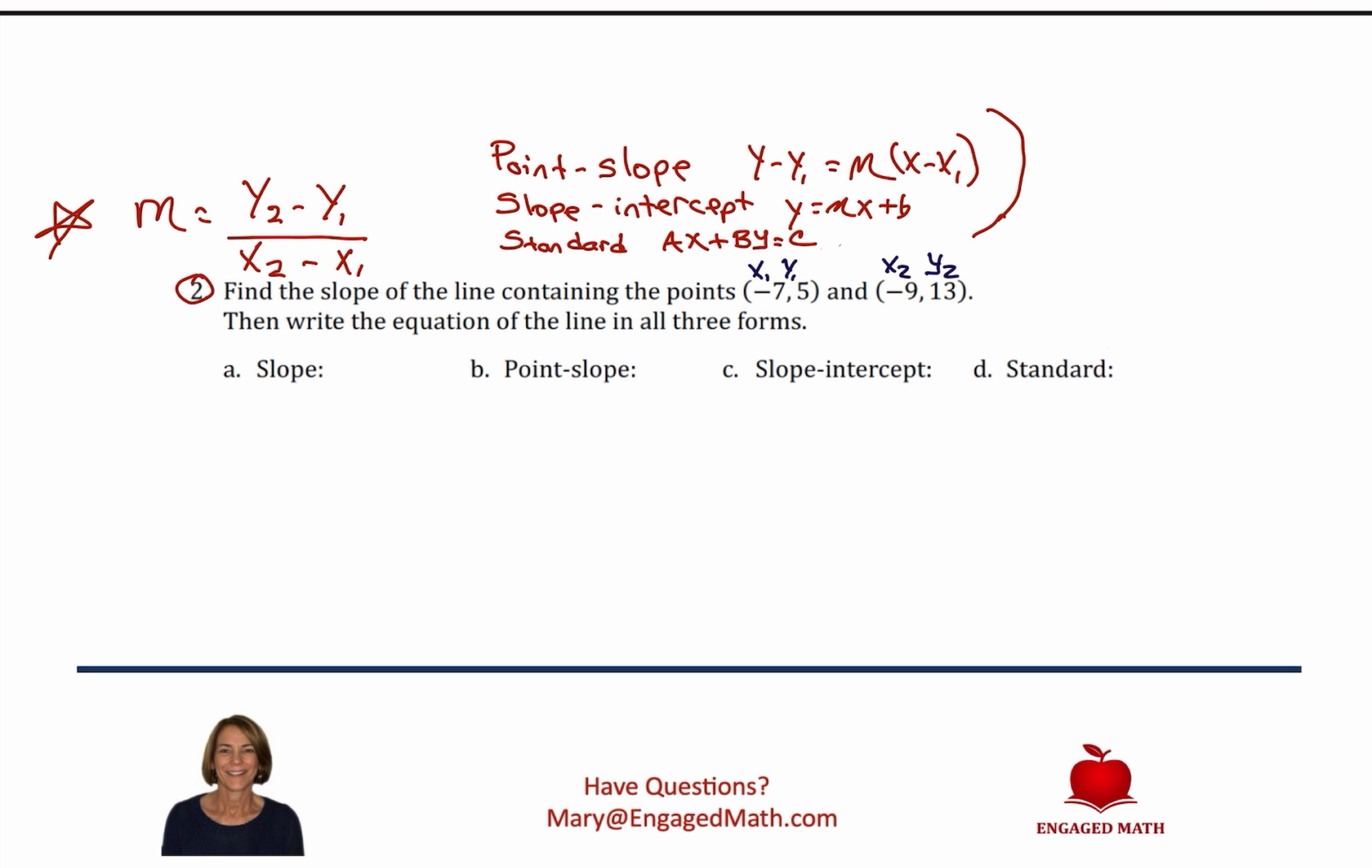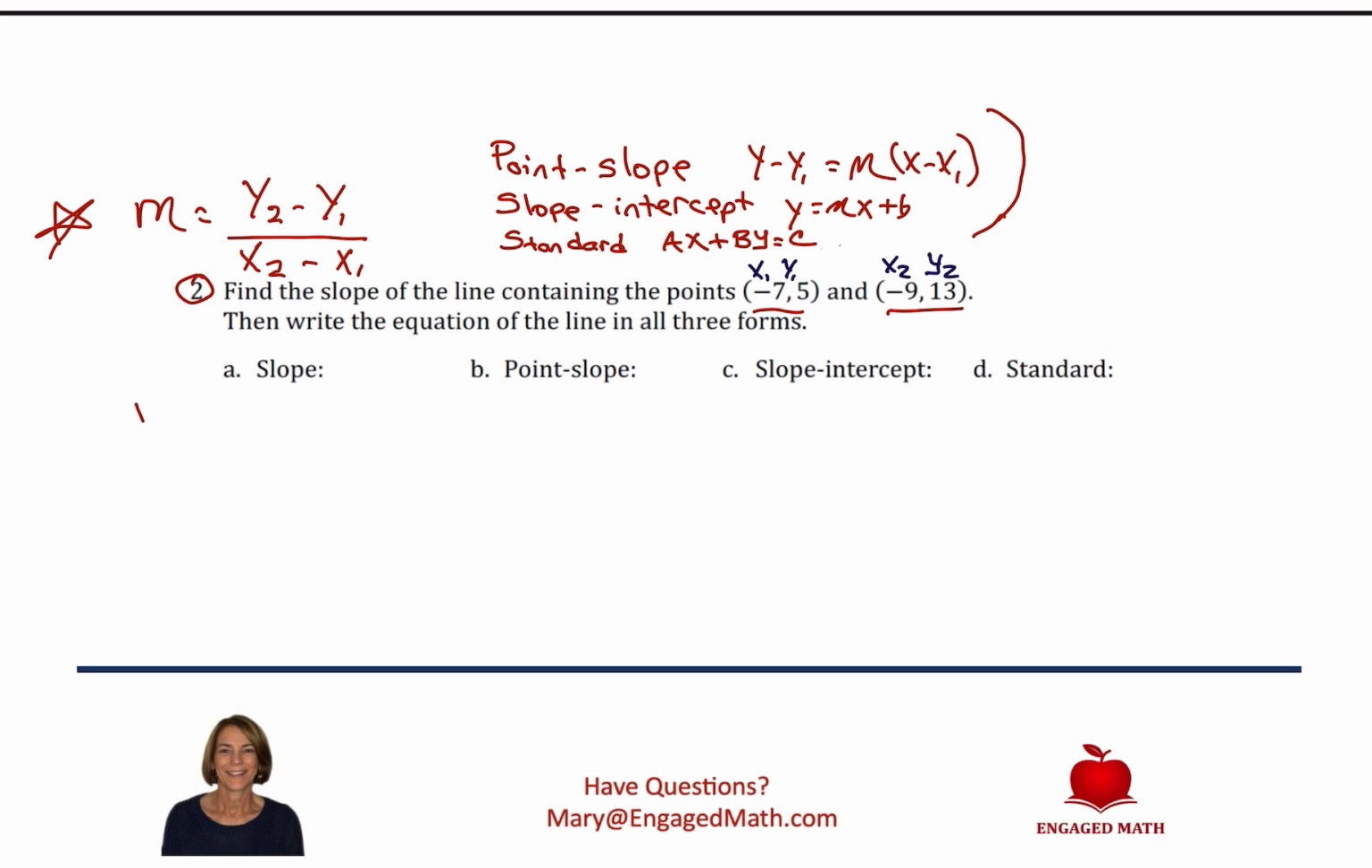I already labeled these 2 points as x1, y1 and x2, y2. It makes no difference which point you call x1, y1 and which one you call x2, y2. I just usually do the first one as x1, y1, but it doesn't make any difference. The slope, now all we have to do is substitute in.